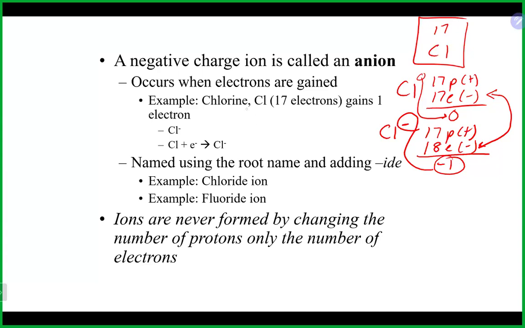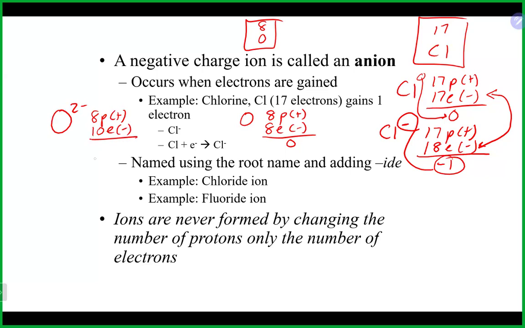Same thing if we did something like oxygen. And oxygen, which is number 8 on the periodic table, tells us that in a neutral oxygen atom, we should have 8 protons and a matching number of electrons to give us that no charge. Oxygen will form a -2 charge, and that means that it still has 8 protons, otherwise it would no longer be oxygen. It would then gain a couple of electrons and end up with 10 electrons.